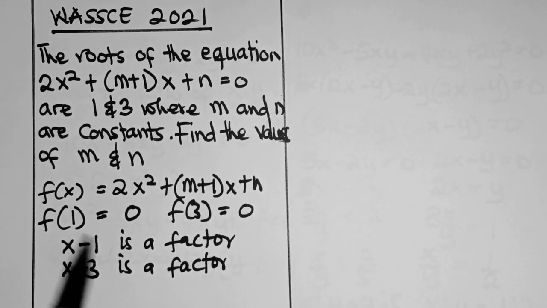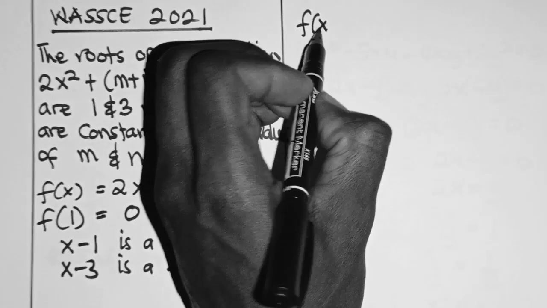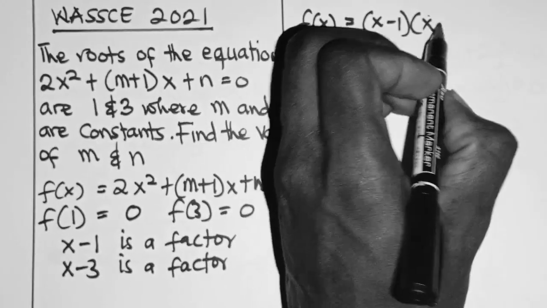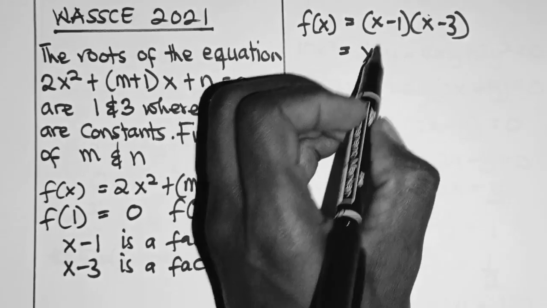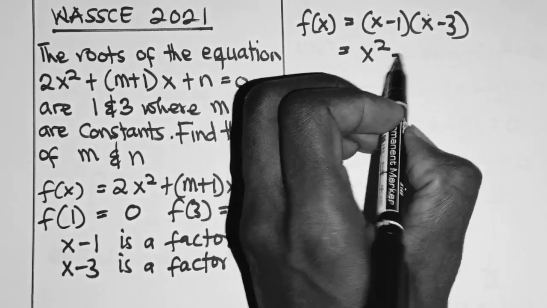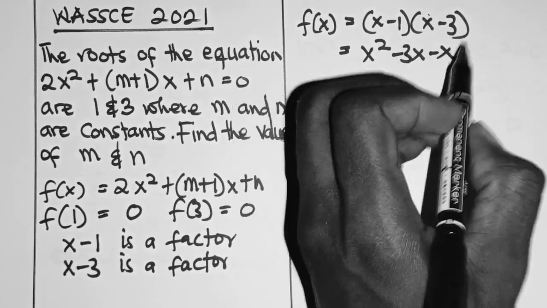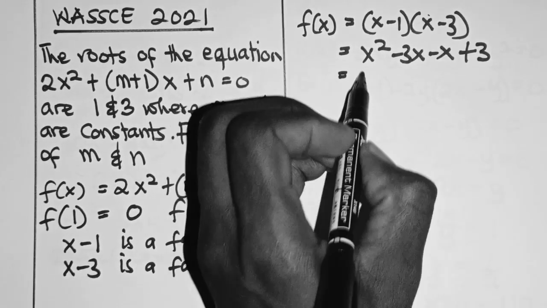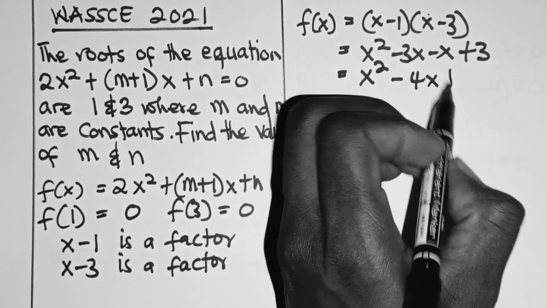So the new quadratic equation with respect to x minus 1 and x minus 3 is f of x equals x minus 1 times x minus 3. So this is equal to x times x is x squared. x times minus 3 is minus 3x. Minus 1 times x is minus x. Minus 1 times minus 3 is plus 3. So f of x is equal to x squared minus 4x plus 3.